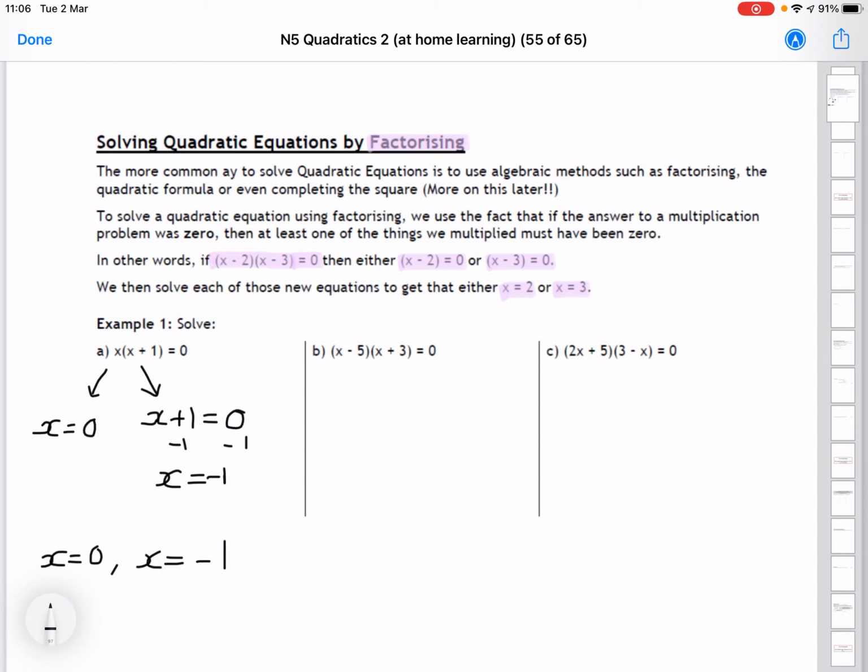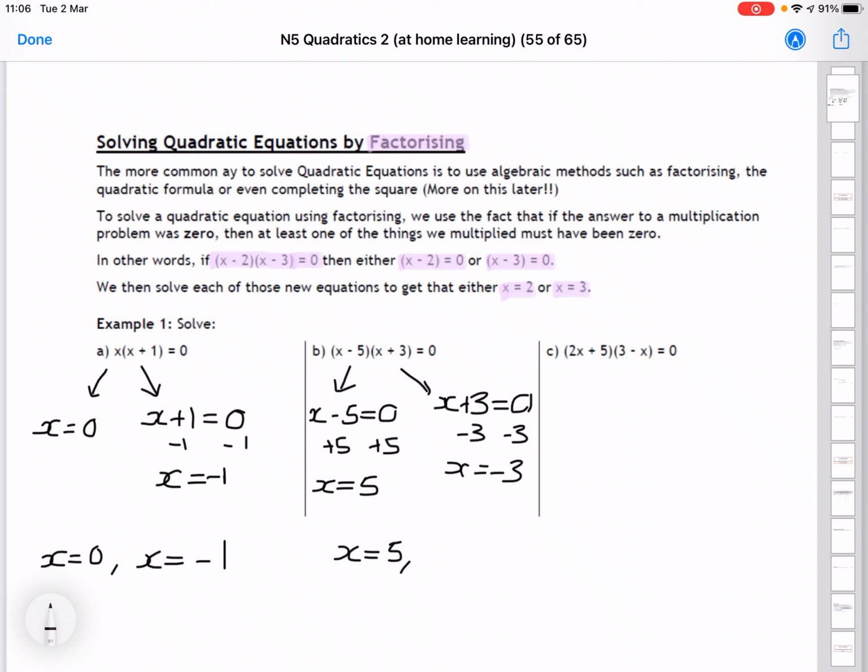Your second example here, we've got x minus 5 bracket x plus 3 equals 0. So either that first bracket, x minus 5, has to be 0, or the second bracket, x plus 3, has to be 0. We're going to go ahead and solve both of these equations. For that first one, we would add 5 to both sides, so we would get x equals 5. And the second one, we would take away 3 from both sides, so x equals minus 3. At the bottom, I'm just going to write these both. x equals 5, x equals minus 3.